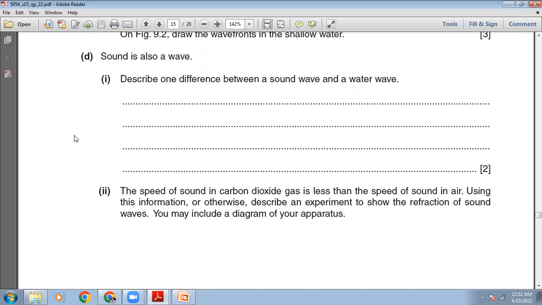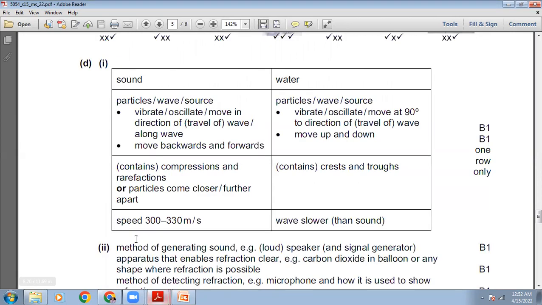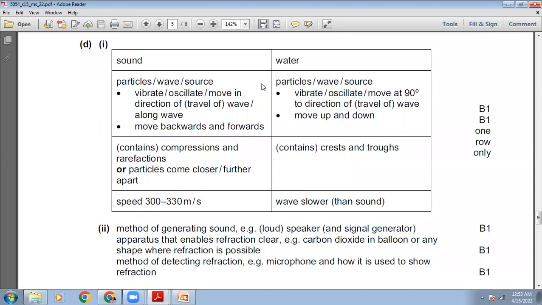And in the sound wave, the particles of the medium through which the sound travels, they vibrate parallel to the direction of the wave. And in the water wave, the particles of the medium through which the wave travels, they vibrate perpendicular to the direction of the wave. So these are the two famous differences we have mentioned here. So this is the answer, and you can write any one of them, okay?